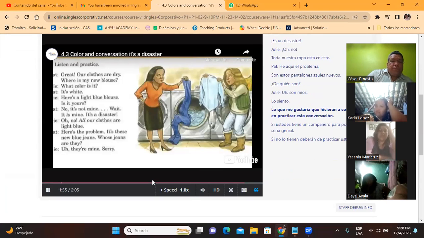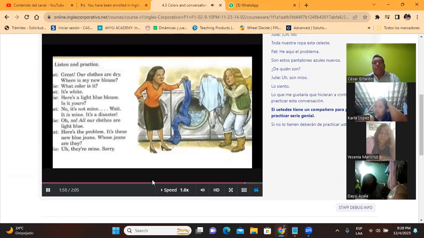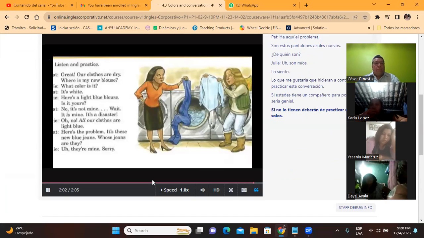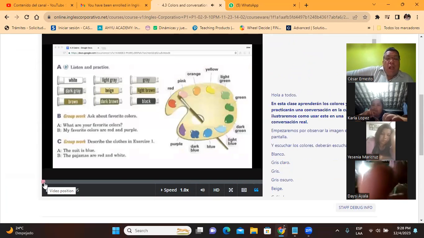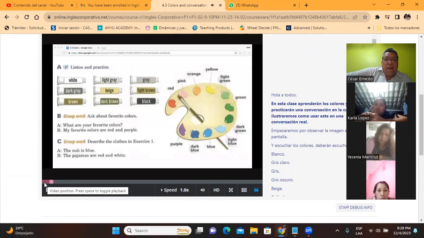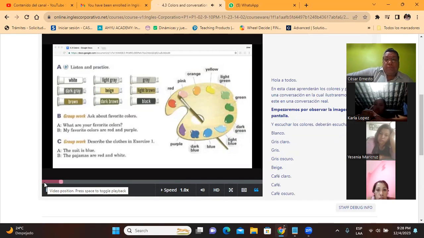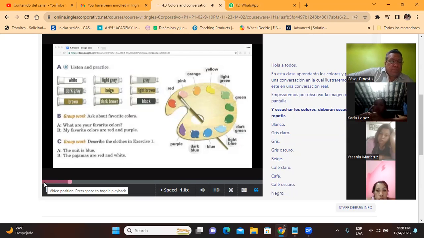This conversation. If you have a partner with whom you can practice, that will be great. If it's just you, I would still encourage you to practice on your own. Hi everyone. In this class, you'll learn the colors and you will practice a conversation which illustrates how this topic is used in a real conversation. Let's start by looking at the image on the screen and listening to the colors. You should listen and repeat.